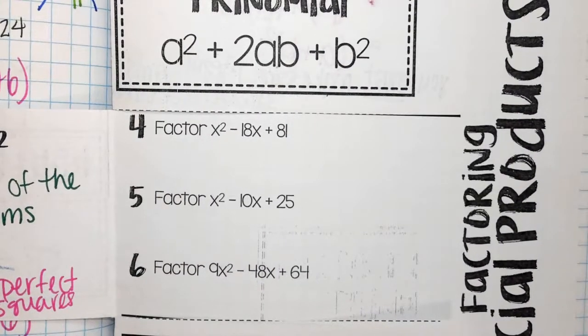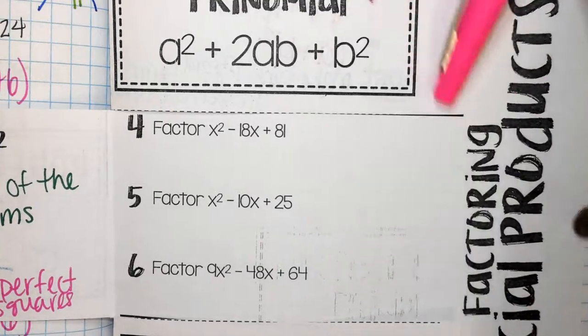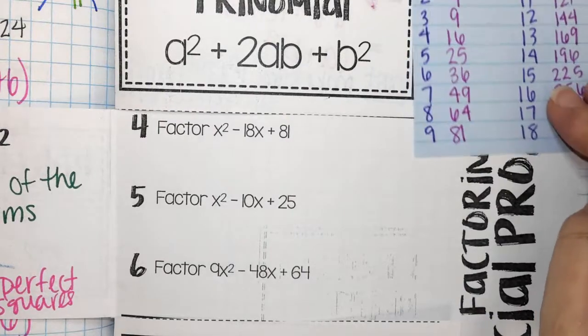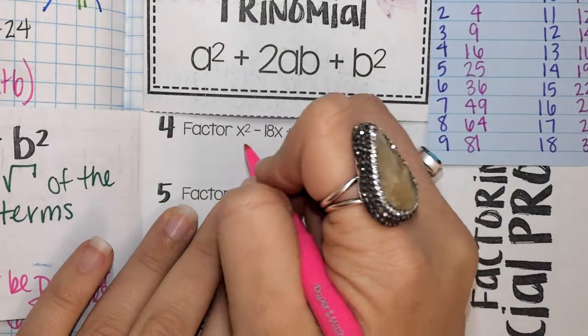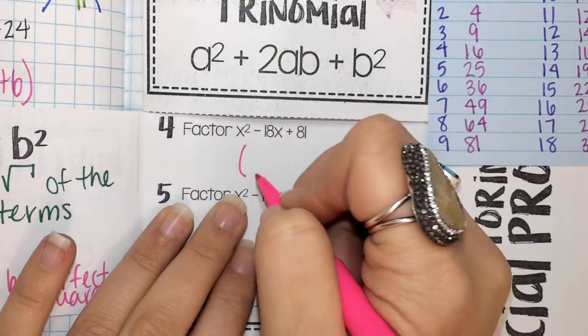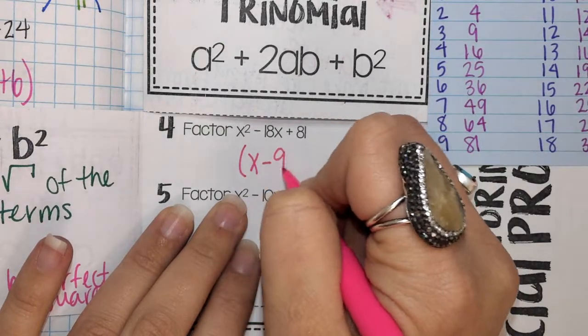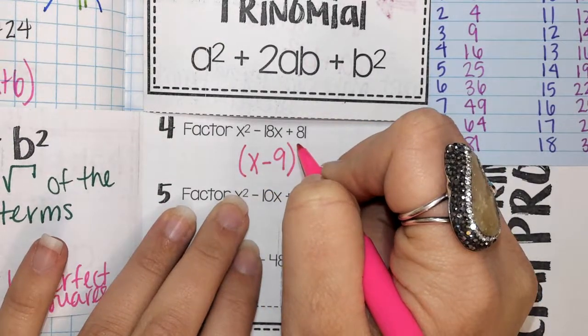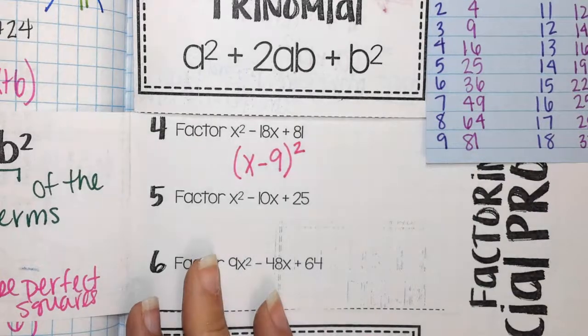Okay. All right. So let's look at number 4. Is the first term a perfect square? Is the last term a perfect square? Yes. What's the square root of 81? 9. What's the square root of x squared? x. So x minus 9 quantity squared. Take a point.